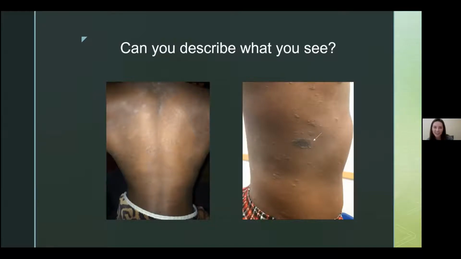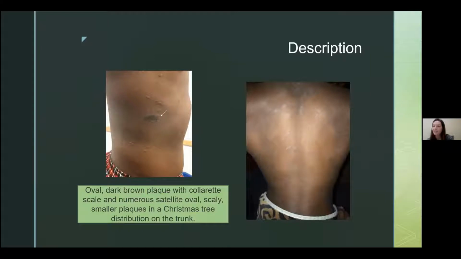So here we go. Again, really important to describe what you see. And this is what we do clinically. Automatically, it's just in our head when we see it. But we describe the shape. So this is oval. We have a dark brown plaque with a collarette scale. Collarette scale is when you have a scale around the plaque. And then you have numerous satellite oval scaly smaller plaques in a Christmas tree distribution on the trunk. So the Christmas tree distribution is actually really important, and it's another hint to aid in the diagnosis.